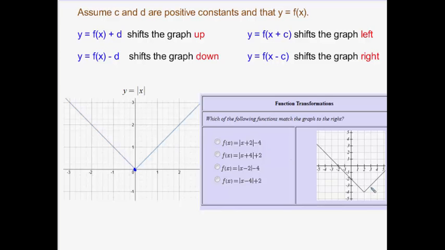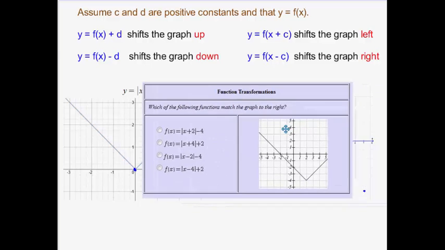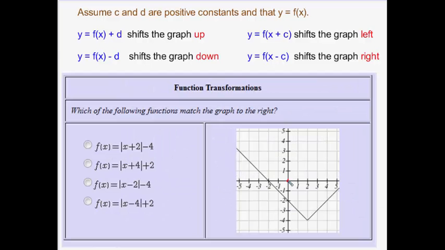Notice in our graph, the bottom part of the V is not at 0, 0, rather it's at 2, negative 4. So perhaps the best way to look at this is to think of what it would take to move a single point at 0, 0 to this desired location here at 2, negative 4. To move the point 0, 0 to 2, negative 4, you could first move to the right 2.